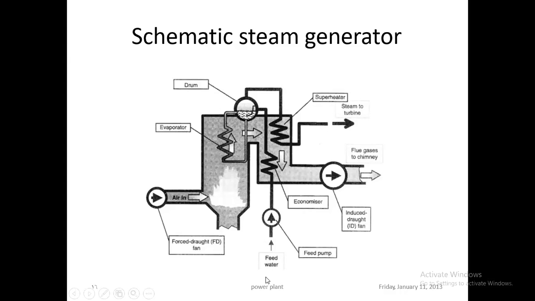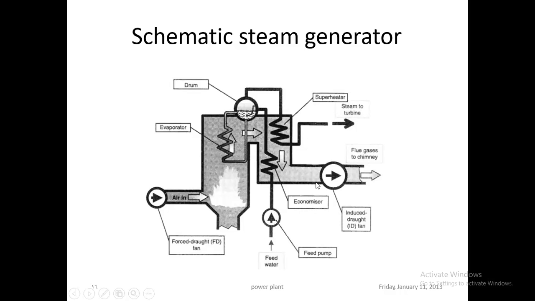Feed of water can be here. That water would be river water. The water cannot be taken directly from the river. It should be treated water, treated at the water treatment plant. This is the feed pump which can extract the water and supply it to these kinds of supply lines.